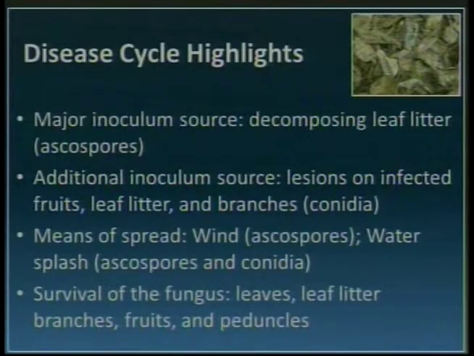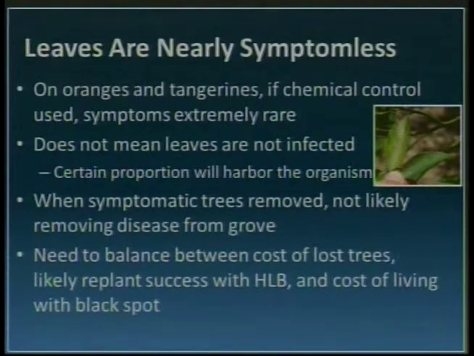So the major inoculum source is the decomposing leaf litter, or the ascospores. The additional inoculum sources are the lesions on the infected fruit, leaves, leaf litter, and branches. So those are the conidia, which can be found on most parts of the tree. The means of spread of the ascospores is through wind, and water splash for the conidia. And the fungus survives within the leaves, leaf litter, branches, fruits, and peduncles. So pretty much most parts of the tree except for the main scaffolds and roots.